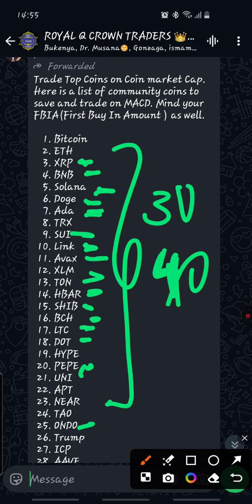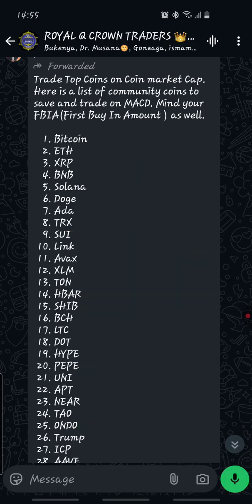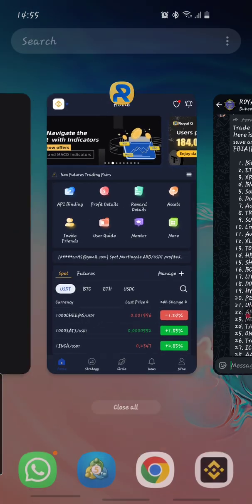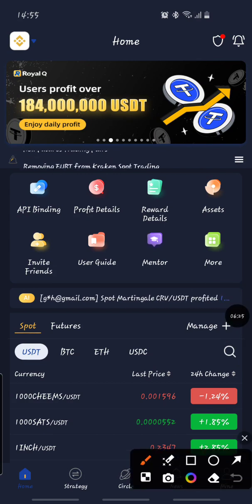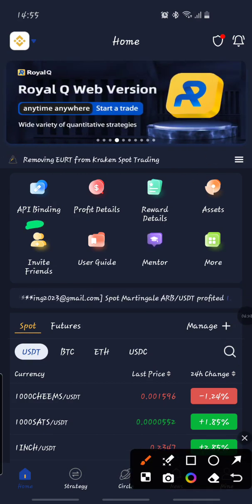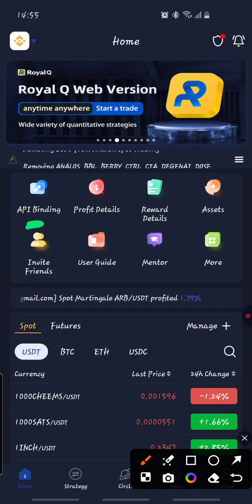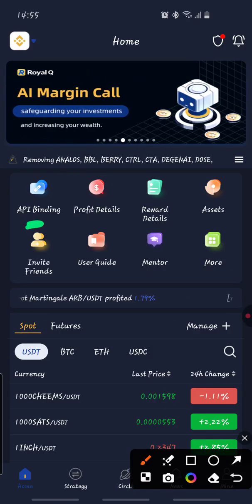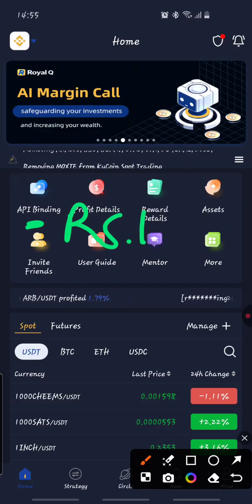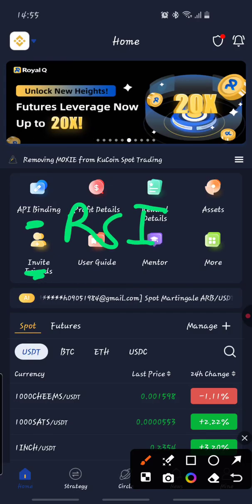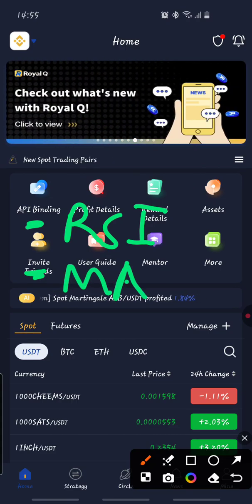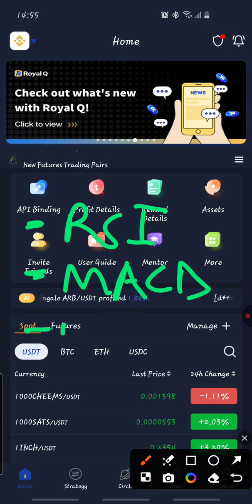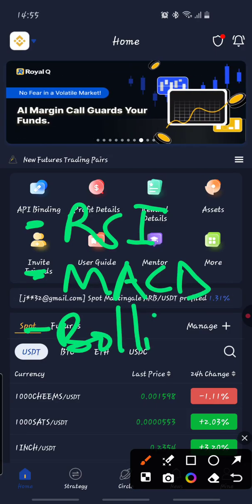Okay, yeah. So that's about coin selection. Then another important parameter is for you to know some basics, like using some indicators to choose. For example, you should learn how to use RSI, and MACD. You can even add a third one, maybe Bollinger Bands.